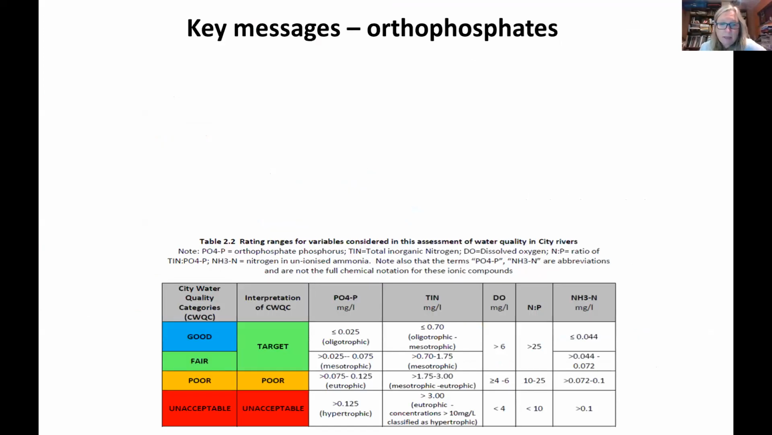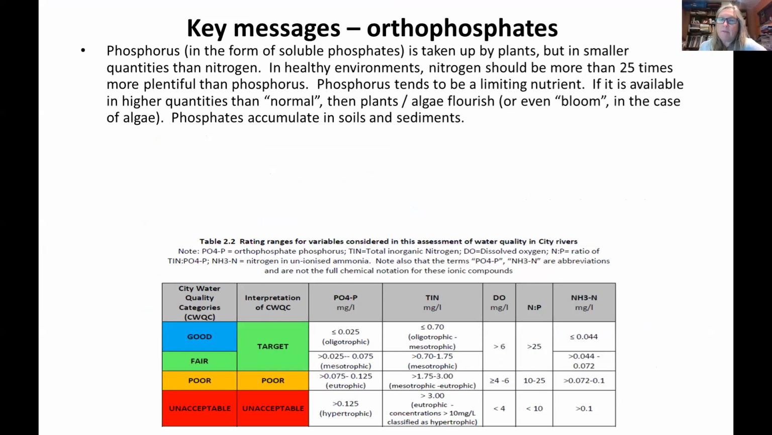So again, our key messages, and once again, the same table from the City of Cape Town, giving us an idea of thresholds. We know when we are going from acceptable or good, fair conditions into unacceptable conditions. Phosphorus, which is the soluble phosphates, is taken up by plants in much smaller quantities than nitrogen. And in healthy environments, nitrogen should be more than 25 times more plentiful than phosphorus.